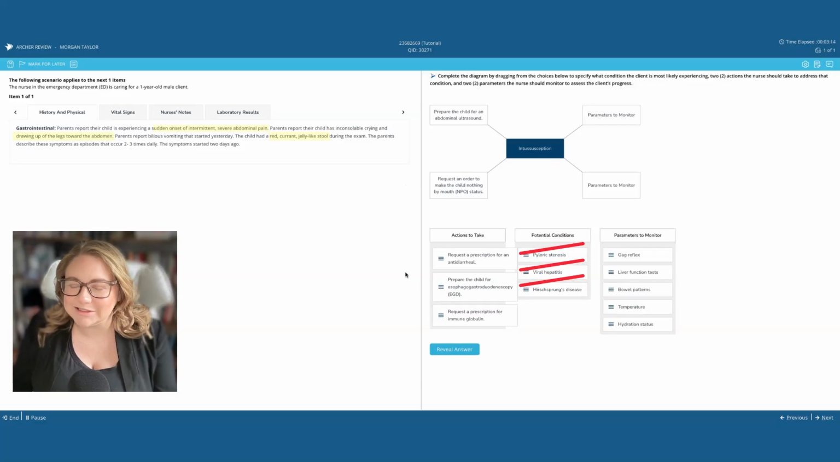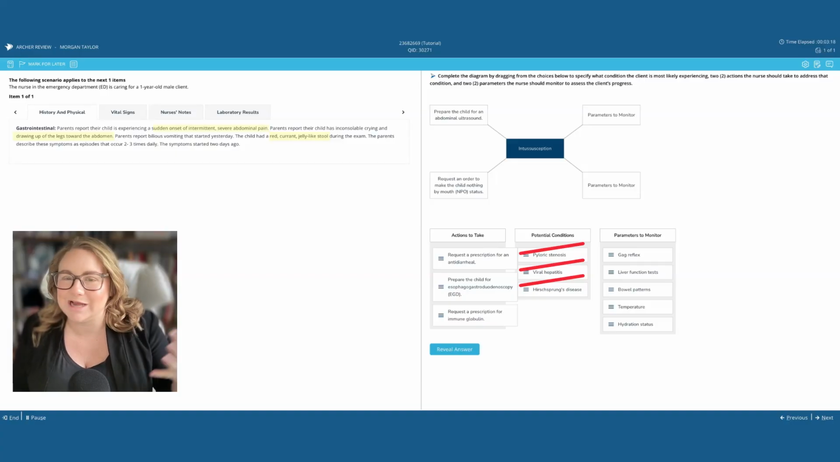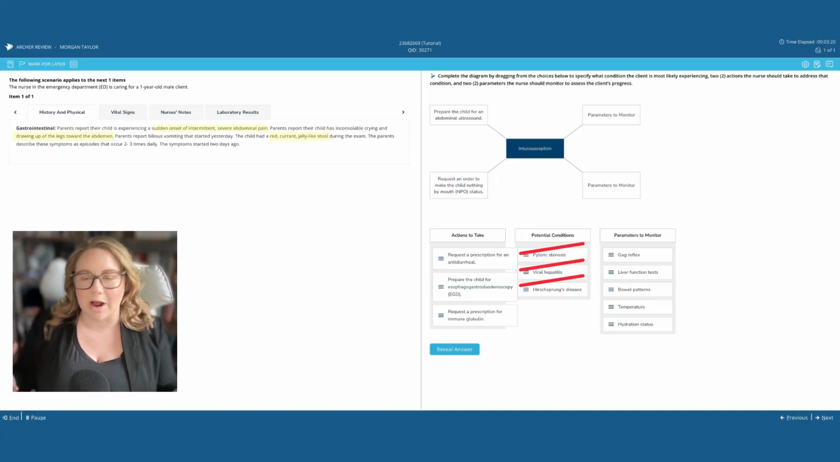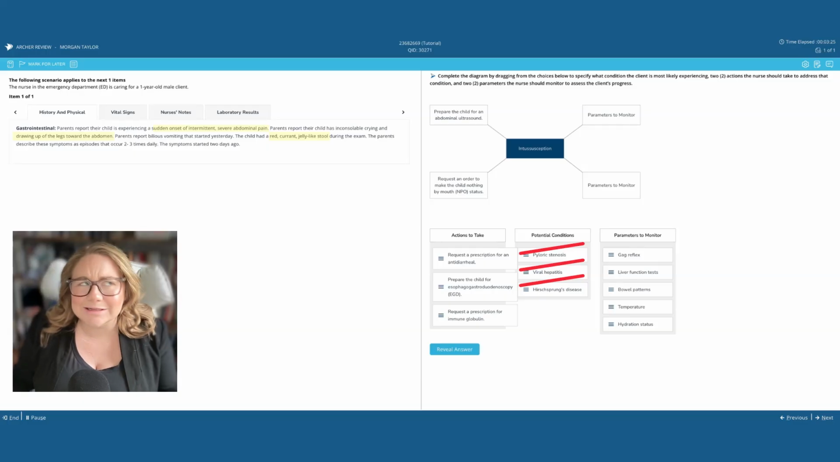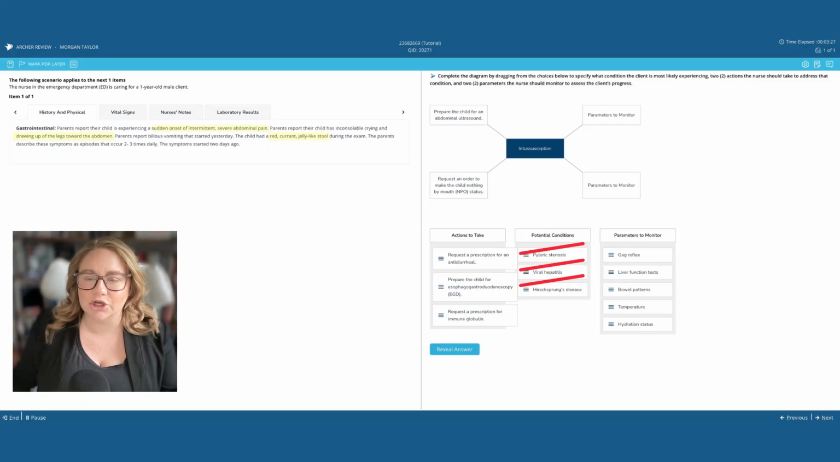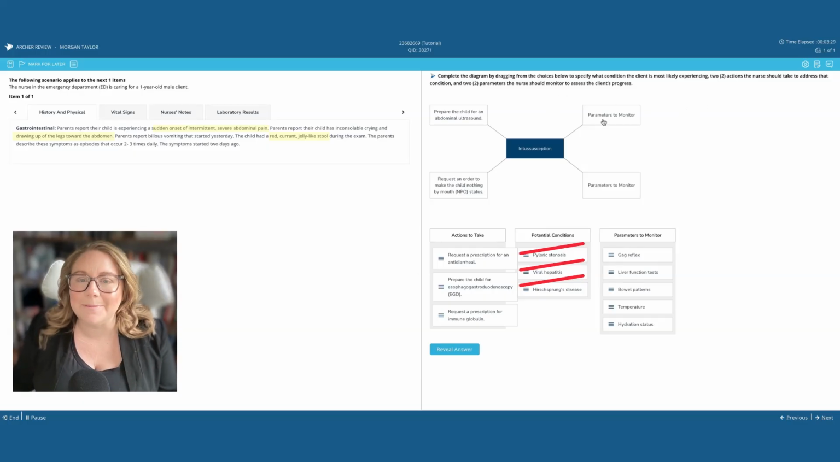These other actions really have nothing to do with intussusception and are not going to help us either diagnose or treat the problem. So now move to your right and say, based on intussusception and the actions that I took, what do I need to keep my eye on?